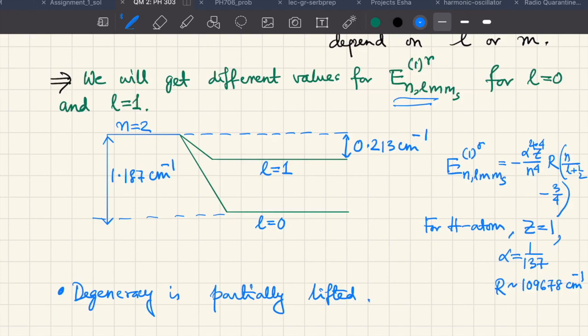Therefore, because n is equal to 2 level is 4-fold degenerate, where L is equal to 0 is non-degenerate and L is equal to 1 is 3-fold degenerate. But we can clearly see that this 3-fold degeneracy of the L is equal to 1 level, which is because of the spherical symmetry, the rotational symmetry, which is because of this azimuthal quantum number m, is still there. So that is still not removed.